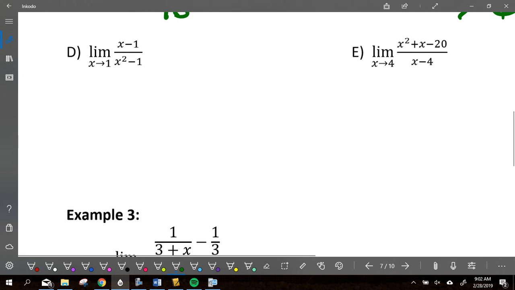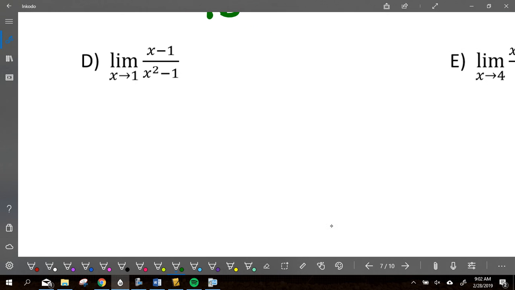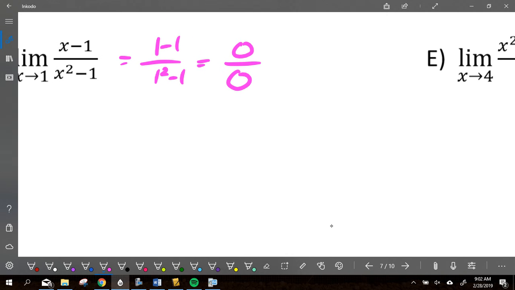Let's look at letter D. Do direct substitution. Plug in 1. 1 minus 1 over 1 squared minus 1. You get 0 over 0. What does that mean? Is that 0 or is that undefined? It is neither. 0 over 0 is not undefined. It is not 0. That is indeterminate form.